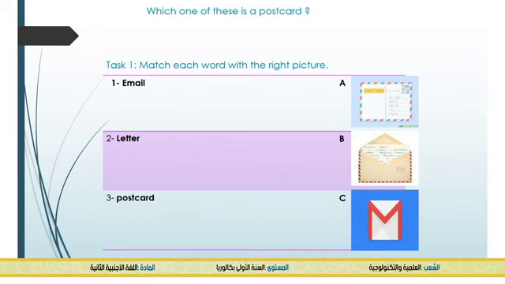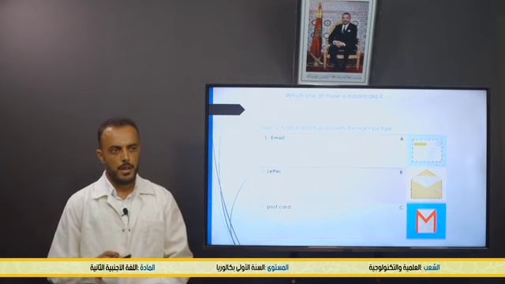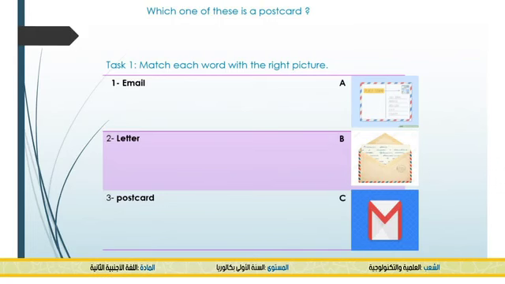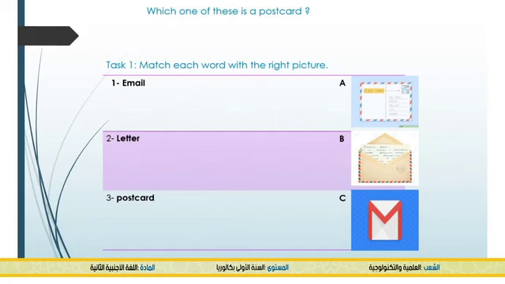Alright, so let's correct. The first word is email. So it is picture C. Very good. The second word is letter. So what do you think? Which one? Very good. It's B. And of course, the last one is a postcard. Excellent. So what do you notice in the 3 pictures? Are they the same or different? Of course, they are not the same.